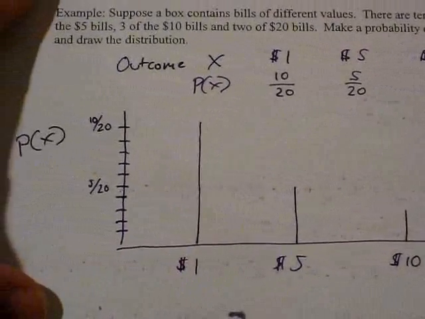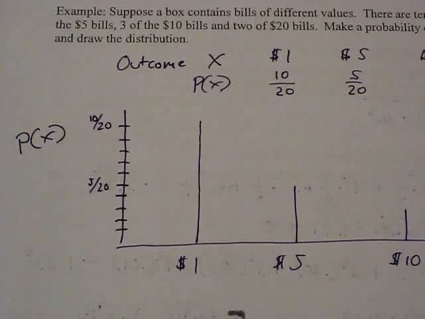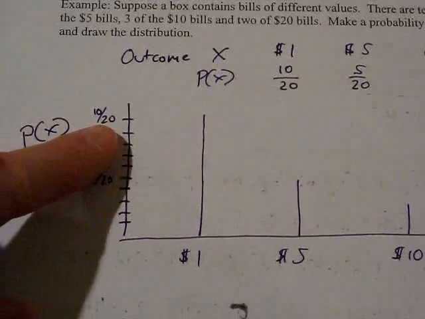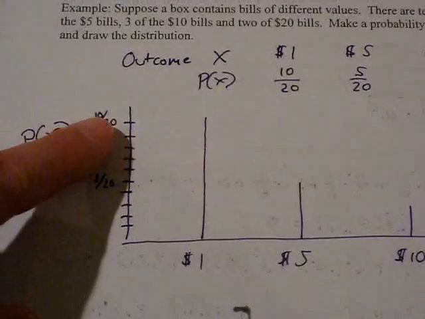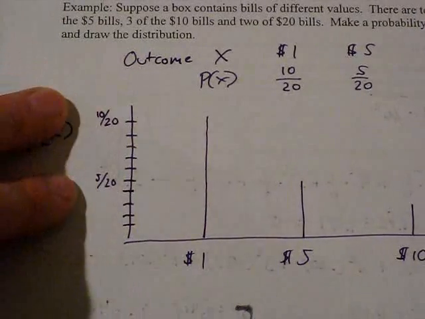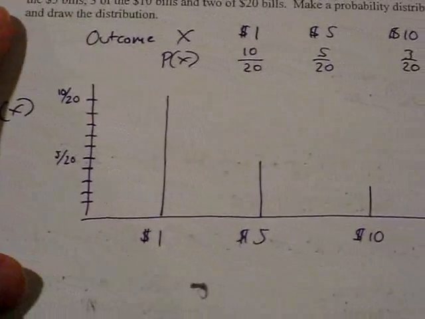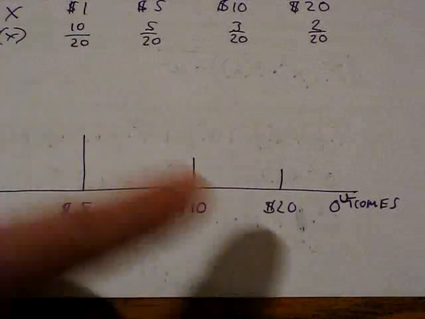For the probability chart, you have free rein as to how you're going to label your y-axis. Since my highest was 10/20ths, or 50%, I chose to go by increments of 10 out of 20. You could make these into simplified fractions, or you can make these into percents, but the x-axis is going to be your outcomes.